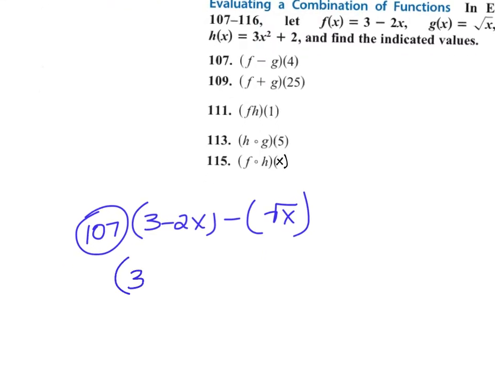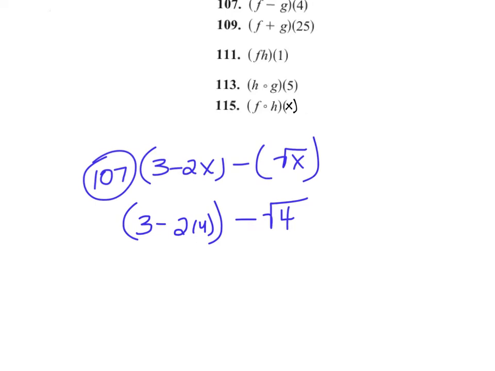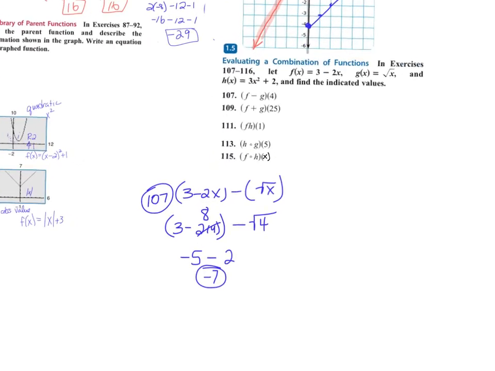So I'm just going to say, okay, 3 minus 2 times 4 minus the square root of 4. 2 times 4 is 8. So 3 minus 8 is negative 5 minus, what's the square root of 4? What's my answer? That's it. Don't complicate it. If there's a number, just plug it in.